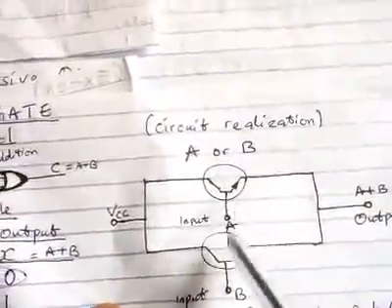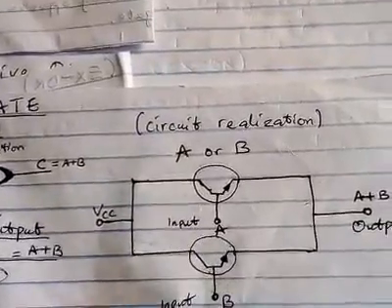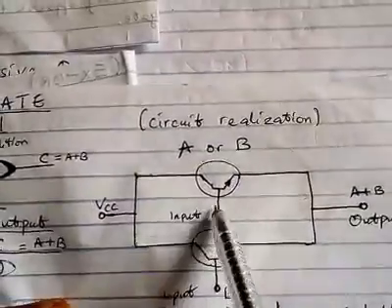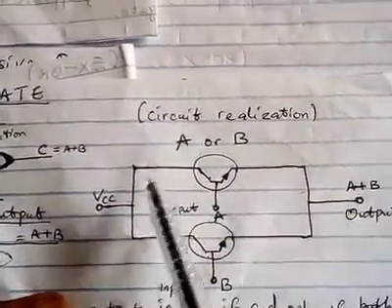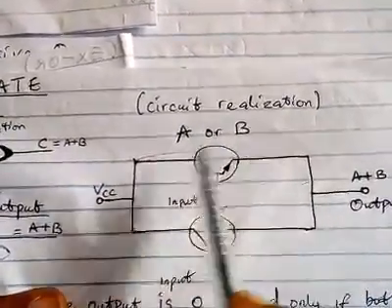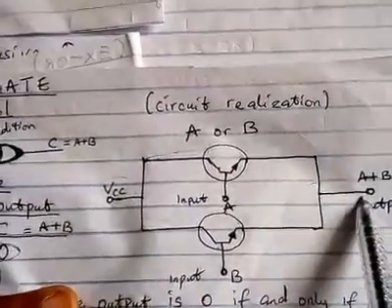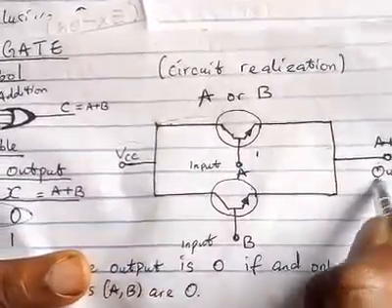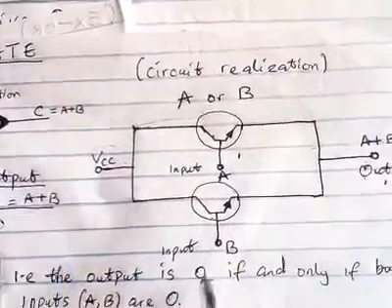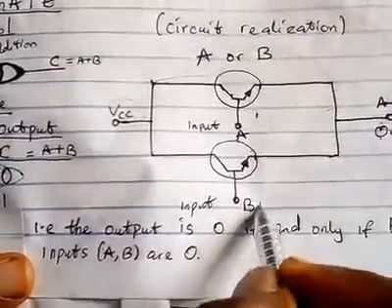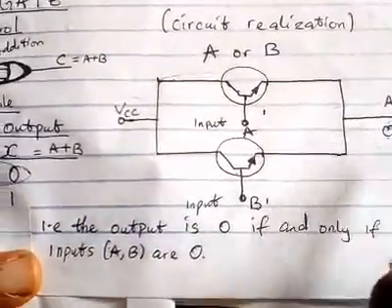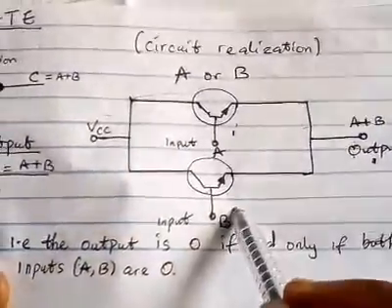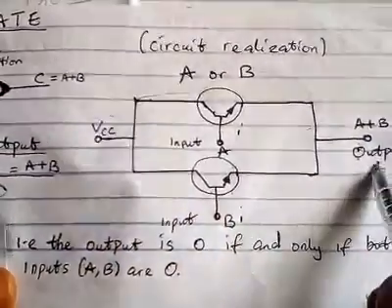Now, this is the circuit diagram. We have two transistors now in parallel, not in series. They are now in parallel. Now, if transistor A is on, current can flow from the power to the output. So that is, if A is 1, output is 1. If B is 1, current can still flow to the output and give us 1. If they are both on, A and B are 1, current can still flow through the two and give us 1.